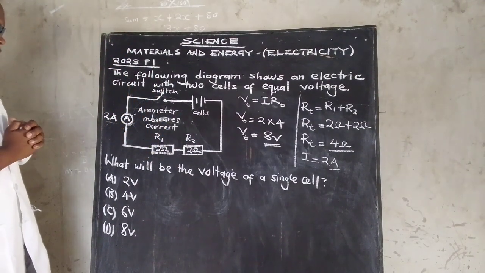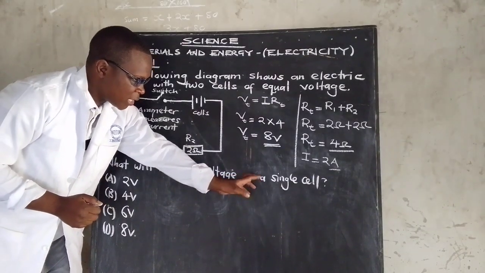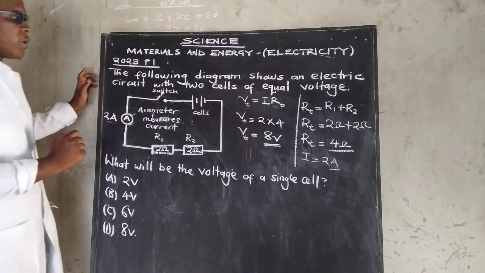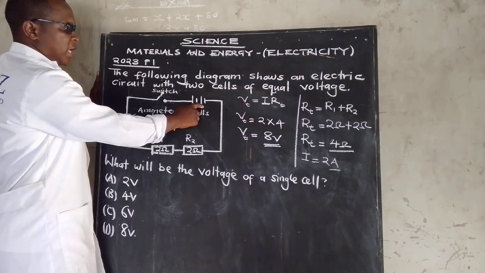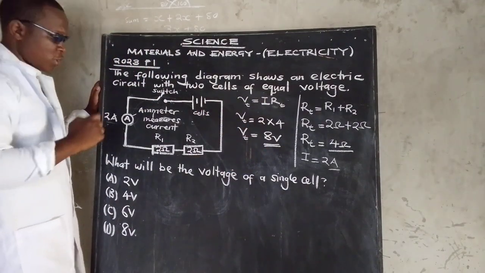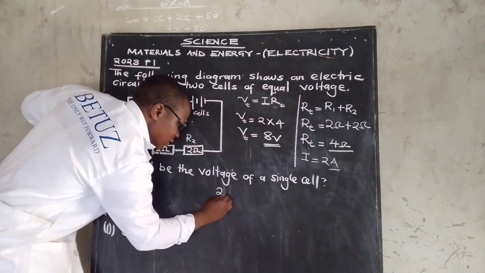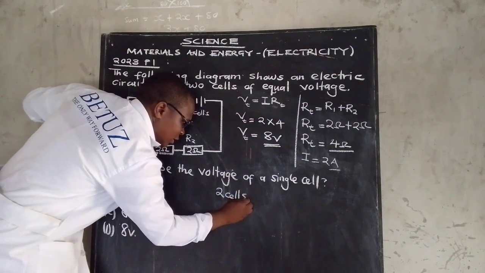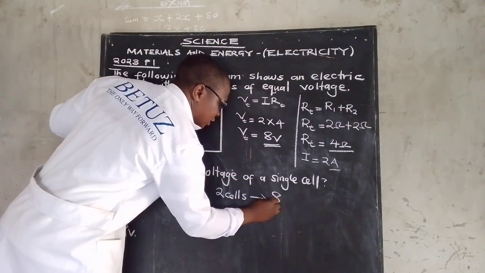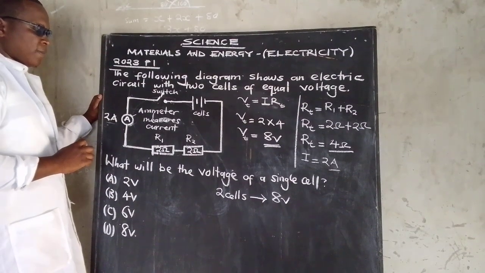Now, the question is, what will be the voltage of a single cell? Meaning, what is the voltage for one cell? We have 2 cells sharing a total voltage of 8 volts. Since we have 2 cells in total, two cells are sharing a total voltage of 8 volts. What about one cell?